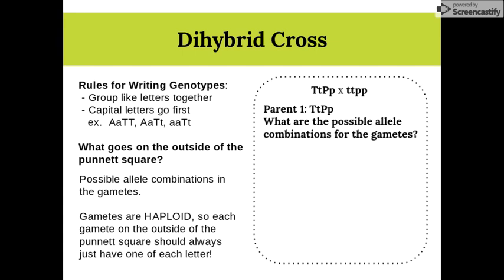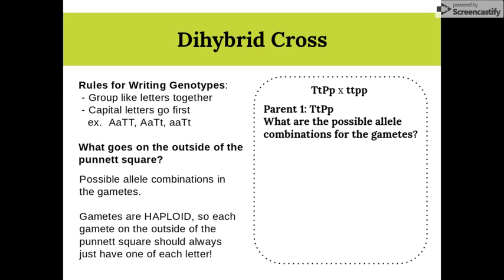So if we are looking at one parent that is heterozygous for 2 traits, what are the possible allele combinations for the gametes that this parent can make? So we are given big T, little t, big P, little p. That's diploid. There's 2 alleles for each trait. There's 2 T's, there's 2 P's.